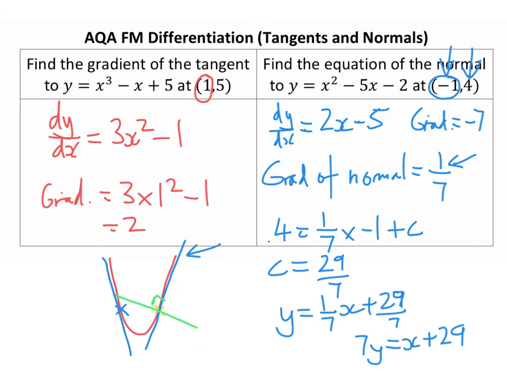Okay, so just remember, the tangent is the gradient of the curve at that point. The normal is the perpendicular to the curve, or perpendicular to the tangent, I should say, at that point.